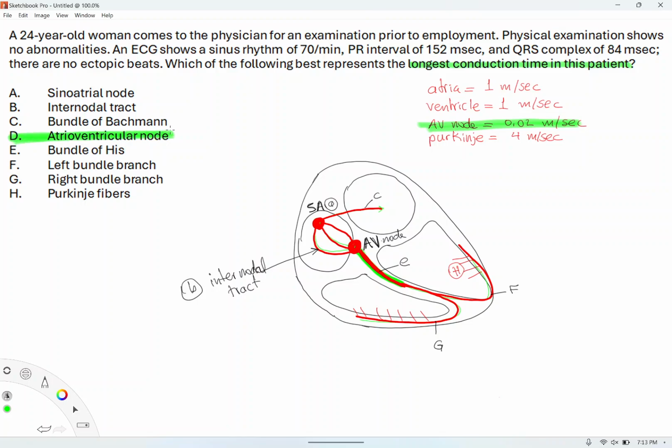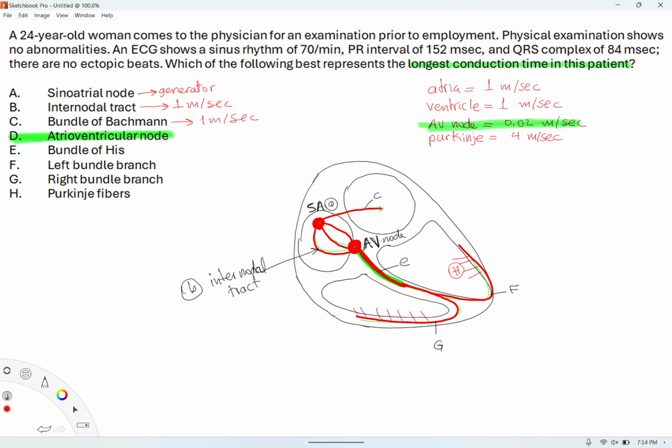Okay. So the SA node, it's very slow. It doesn't even have conduction, because it generates the electric potential. So the internodal tract and Bachmann's tract are the same, it's 1 meter per second. Let me write it down for you guys so that we can see. The SA node has no conduction because it's a generator. The SA node is the pacemaker, so it's a generator of the electric impulse. The electric impulse then travels in the internodal tract at a speed of 1 meter per second. In Bachmann's bundle, 1 meter per second.